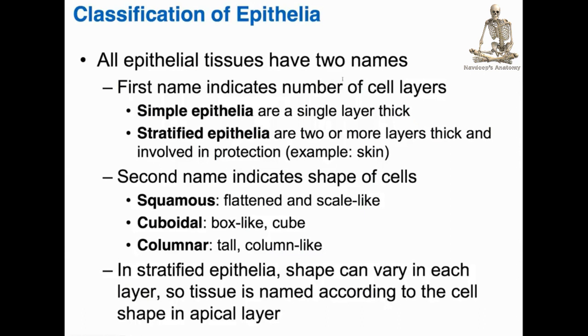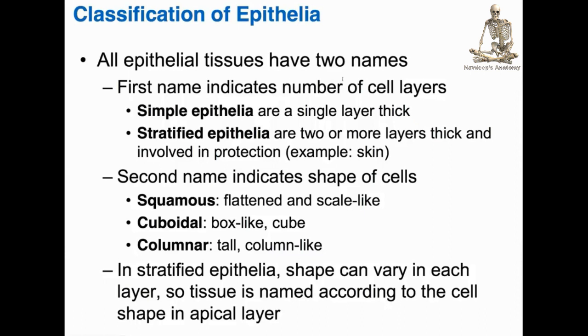And when we talk about the more complex structures, stratified columnar epithelium, we can say that the tissue has many layers of cells, and the cells are of columnar structure. One thing to keep in mind: when we are talking about the stratified epithelia, the shape can vary in each layer, as it has multiple layers.